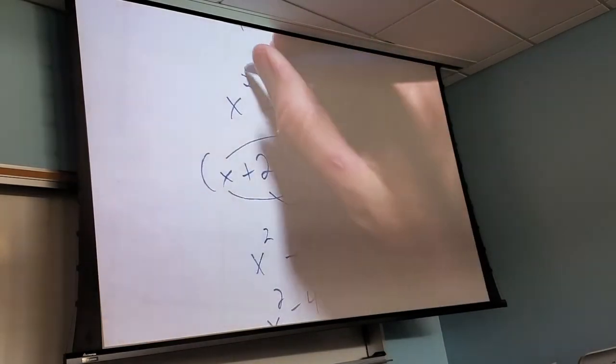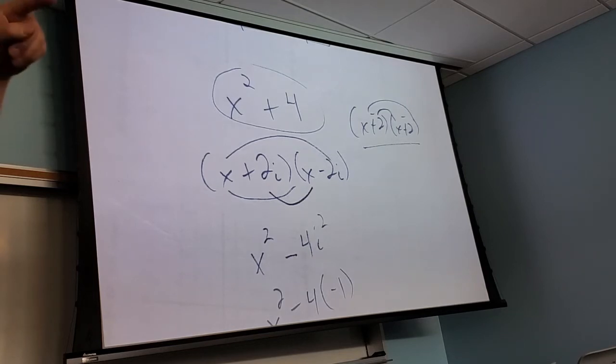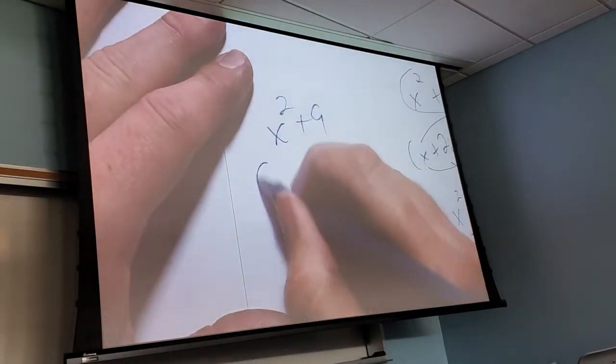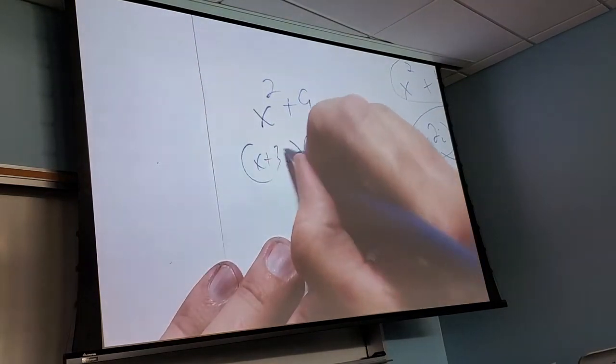So these sums of squares, I cannot factor them using real numbers. Complex numbers are cool with it. They can work. Why do they work? Because they're the only numbers that when I square them, they can come out negative. Real numbers can't do that. So real quick, how do you factor x squared plus 9?